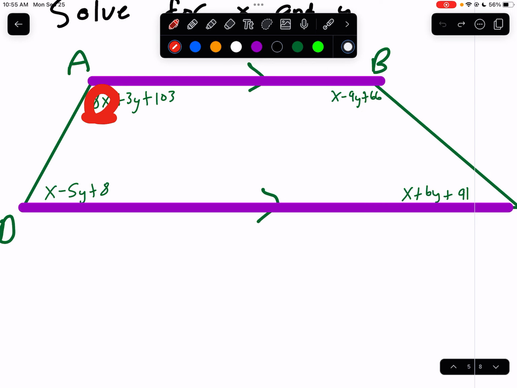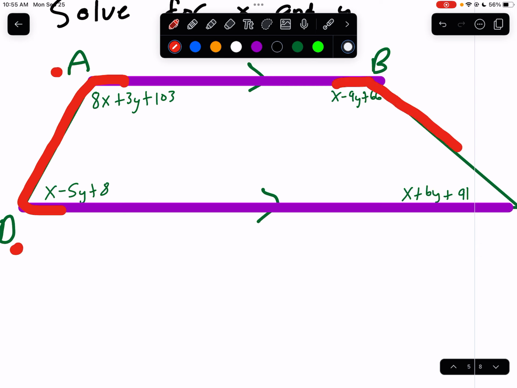No, you can't go left to right. You must go top to bottom on this equation. It is A and D that add up to 180, and then over here, it is B and C that add up to 180. You must work between the parallel lines or it will not be correct.